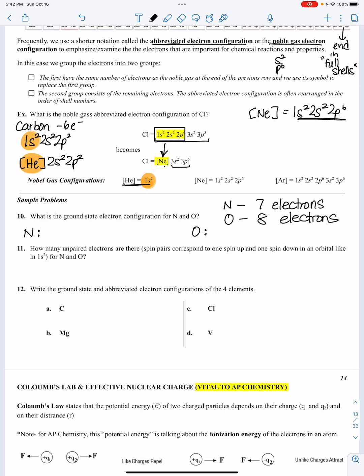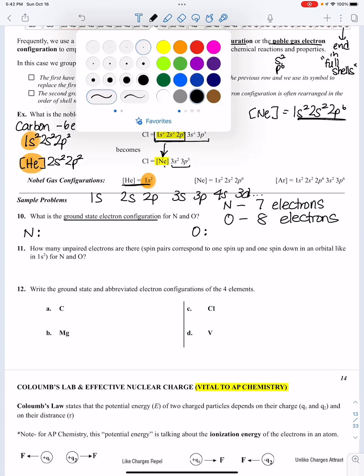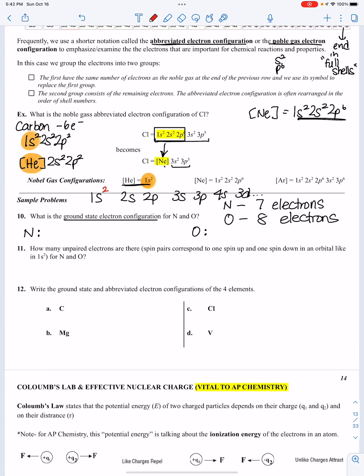So it says, what is the ground state electron configuration for NNO? I already wrote on the side here that nitrogen is 7 electrons, oxygen is 8 electrons. Remember, we have the order 1s, then 2s, then 2p, then 3s, then 3p, then 4s, then 3d, and so on. Remember that S can have up to 2, P can have up to 6, and D can have up to 10. So I'll do nitrogen.